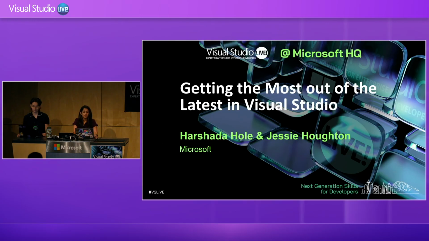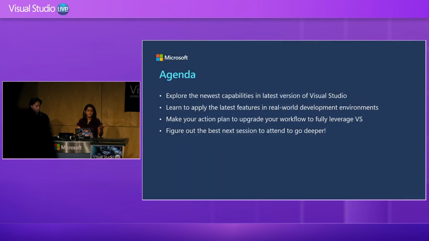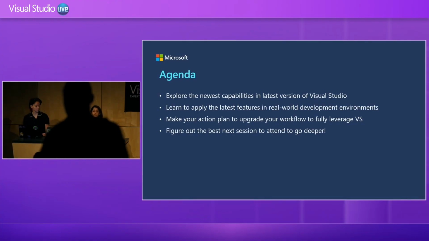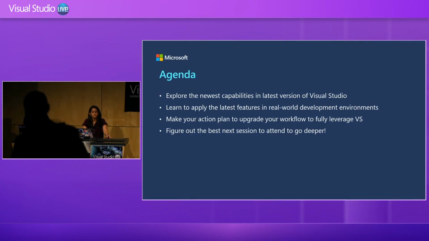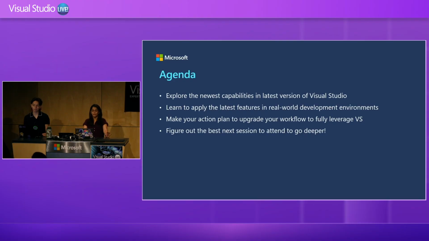So in this session, Getting the Most Out of the Latest Visual Studio, that is 17.14, we will be talking about what is new, what is improved, and what is genuinely helpful for you to improve your developer workflow. So on the agenda today, as I said, we will see some of the new features. We'll also see how you can use those features in real world issues or scenarios. Then we can help you make some plan to upgrade your developer workflow with those features.